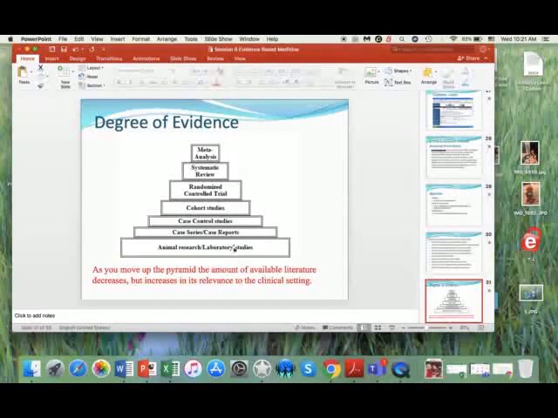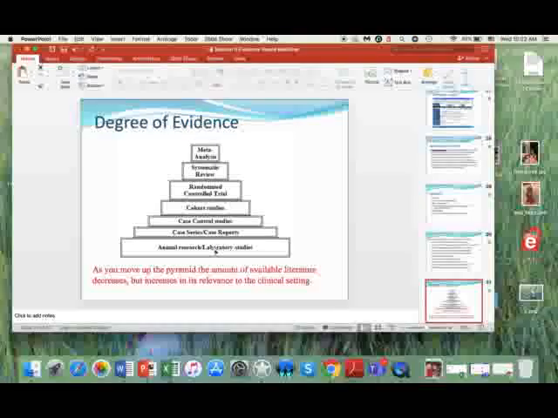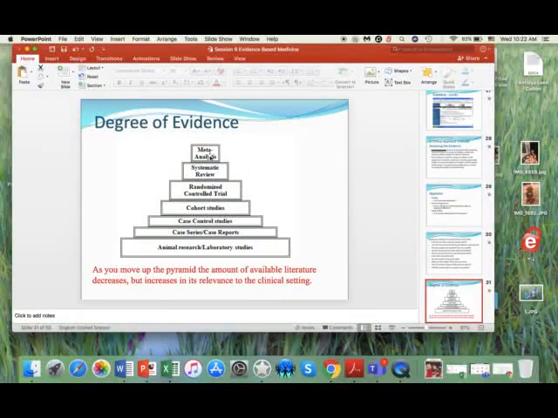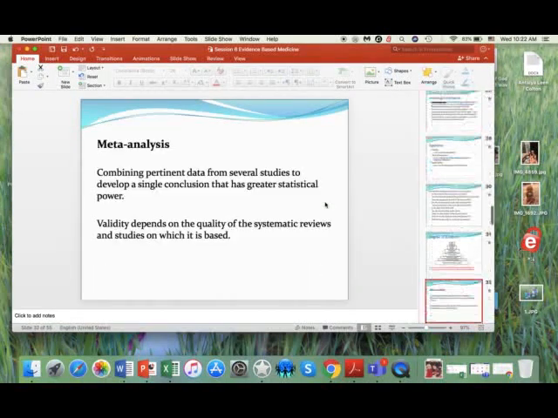So for example, research done on animals is going to be less relevant or less applicable to a human patient than a case report about a human patient, which is going to be less applicable than a big randomized controlled study or a systematic review or a meta-analysis. And so the level of evidence gets better and better as we move up, but the amount of evidence that we have gets less and less. So we'll talk about all these different ones here.